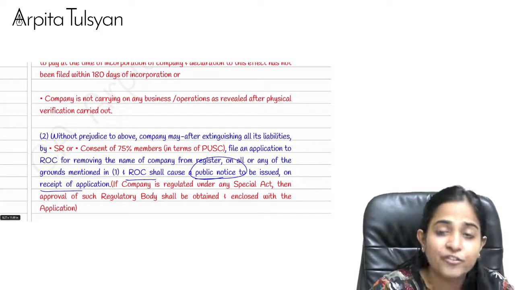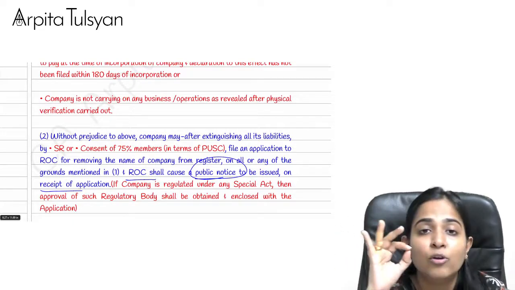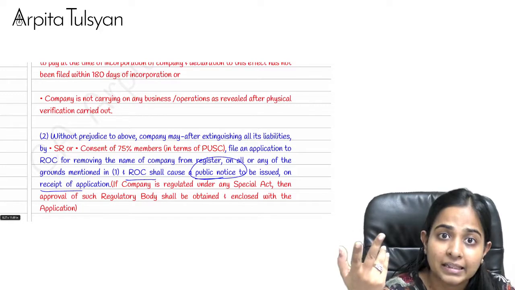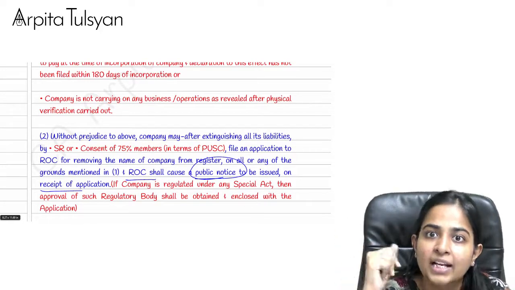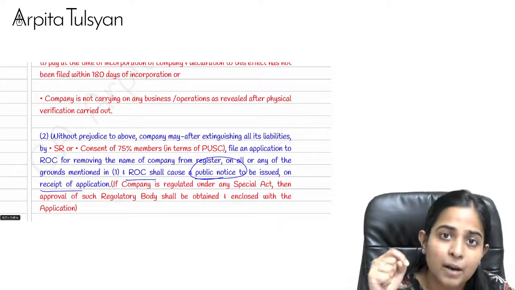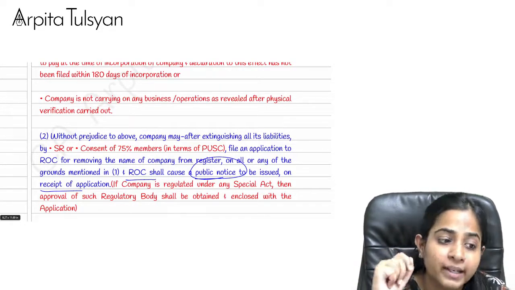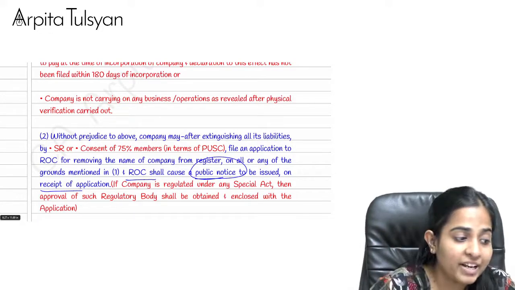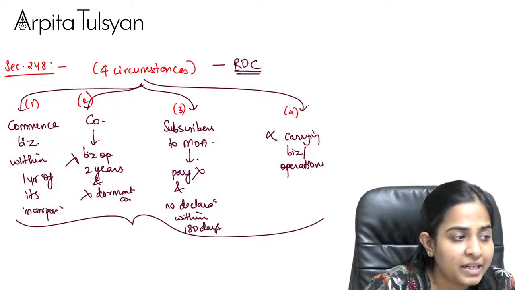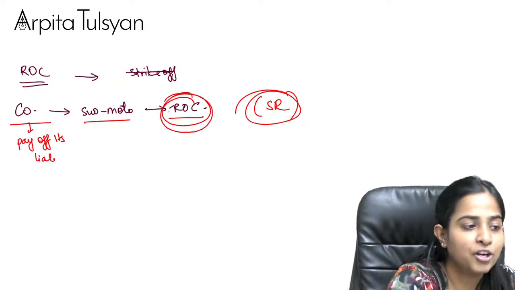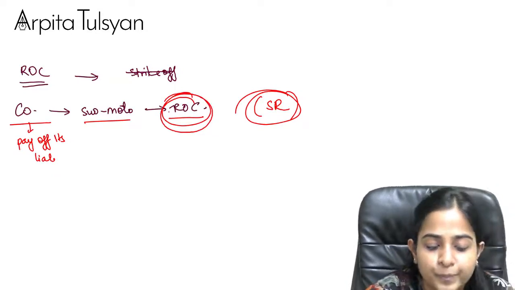And suppose you are a company that is also regulated by another statutory body. For example, if you are a bank, then the Banking Regulation Act will also apply, meaning RBI's control would be there. If you are a listed company, then SEBI's control would be there, and you will have to take their approval also. Like a company, before it goes to the ROC, it has to take approval from other statutory authorities also.